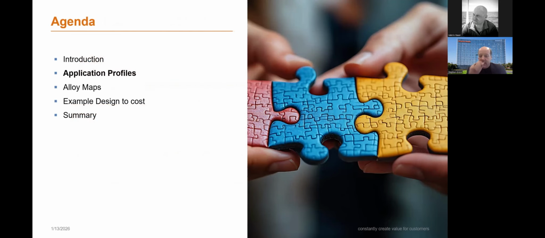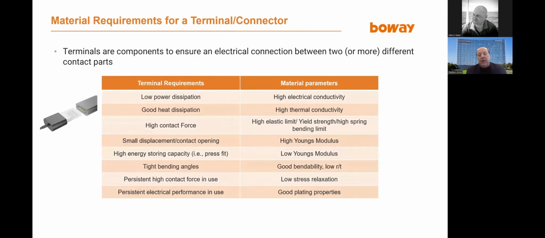Okay, good. Let's start now with the application profiles. And this should give you an idea about what the requirements on terminals for connectors are. So in general, we have to understand the terminals, so the metallic contact parts, are the ones which have to ensure the electrical connection between the one or several contact parts. And if we look to the requirements, in the first place, we see power, heat dissipation. I think this is a no-brainer. Then we talk about the conductivity, if it's either electrical or thermal.